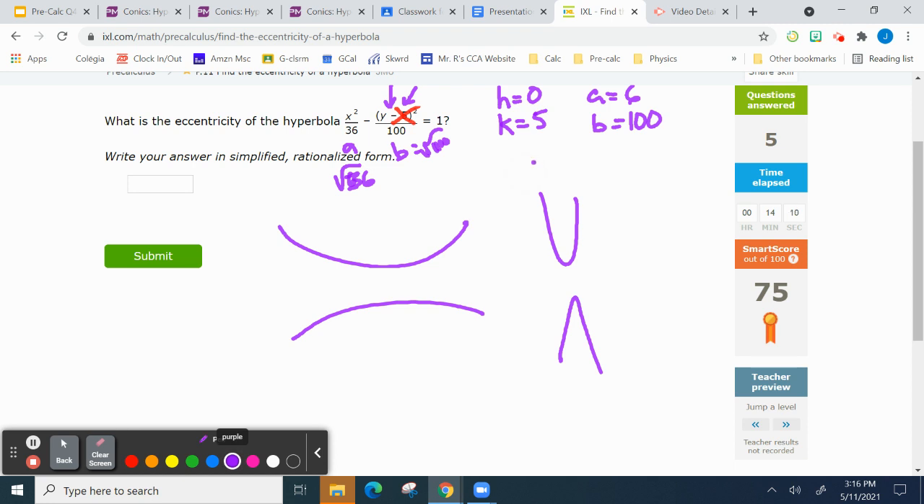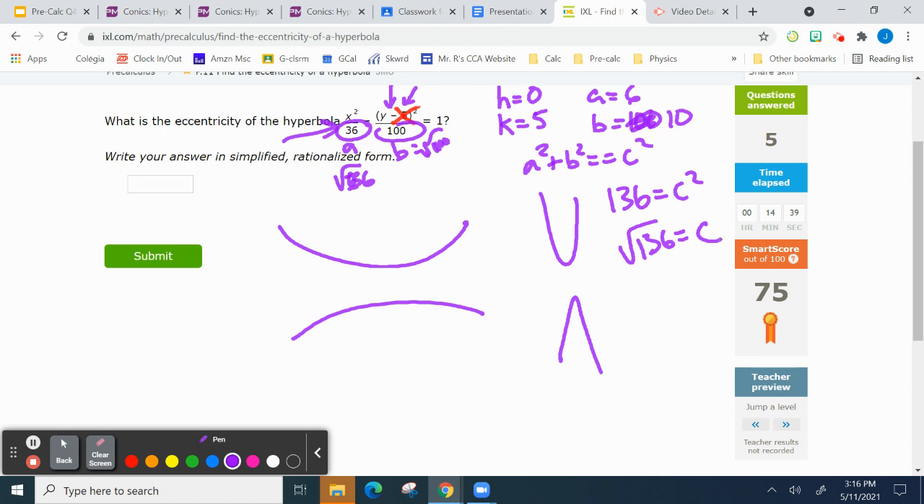So a squared plus b squared equals c squared. b is not 100, b is 10, right? So c squared, and a squared and b squared are already right there, right? That is the squared term. So 136 equals c squared. So the square root of 136 equals c. I don't think 136 is a nice clean square. Square root of 136. Nope.